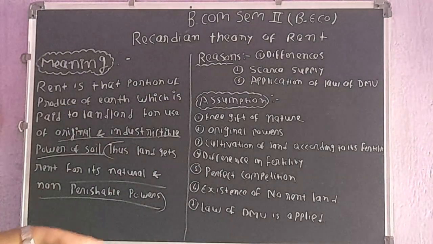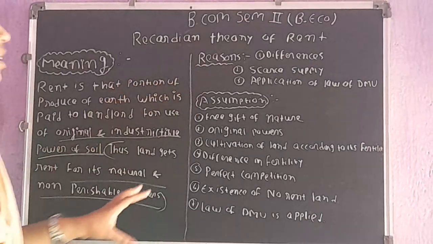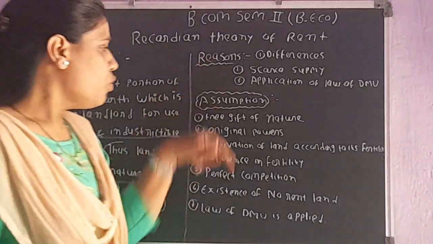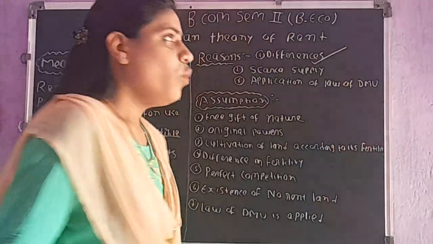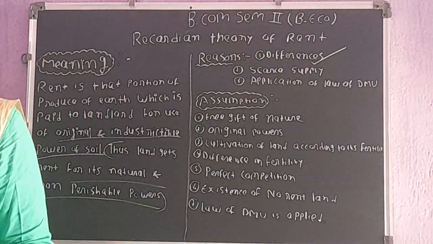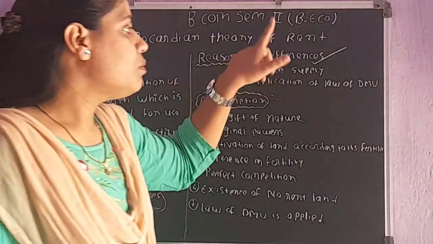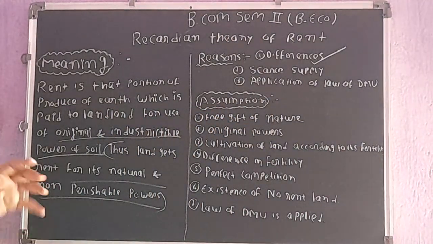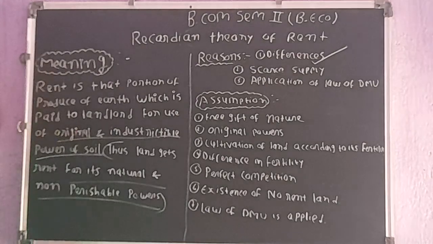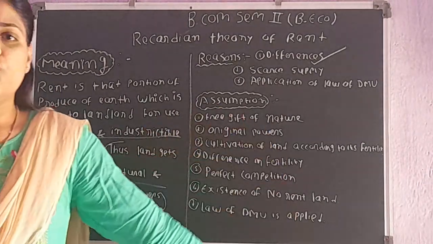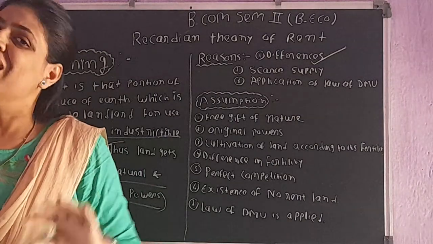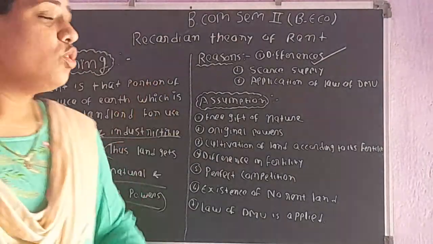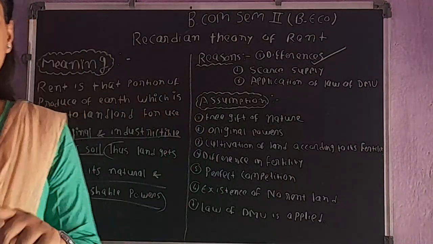I hope you are clear with the meaning of rent according to the opinion of Ricardo. Now we are going to see the reasons because of which land fetches rent. The first reason here is differences. Differences mean differences in fertility and differences in location. If the fertilities are different, of course the production is going to be different. If land is more fertile, you are going to get more output. If land is less fertile, you are going to get less output. So due to the difference in fertility, the rent changes.